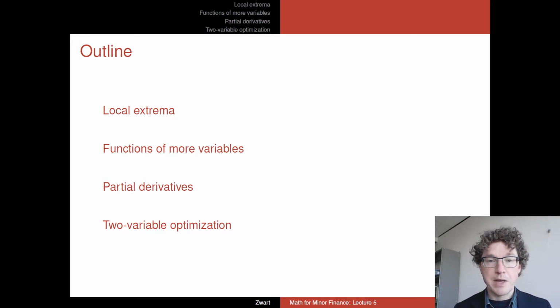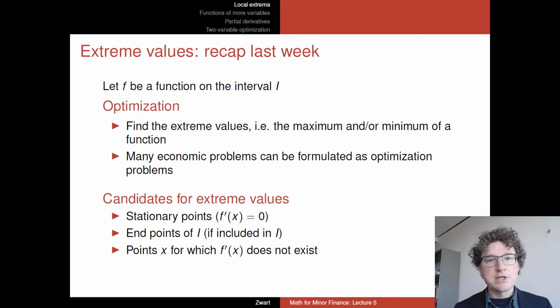for the next videos. But let's first go back to functions of one variable and look at a thing which we did not cover that well yet, which is local extrema. So remember what we did last week. We looked at this function, so any function, let's call it f. That's a function on some interval I, and the question of optimization is basically the question of finding the extreme values. So finding the maximum or the minimum or both of some function, which, you know, we talked about was important in various economic problems.